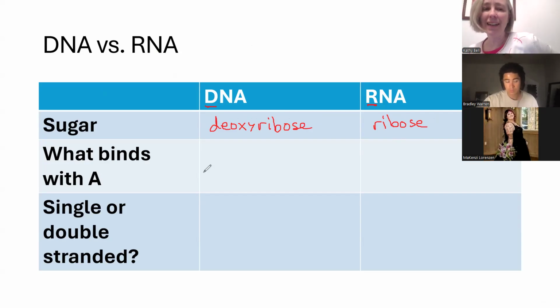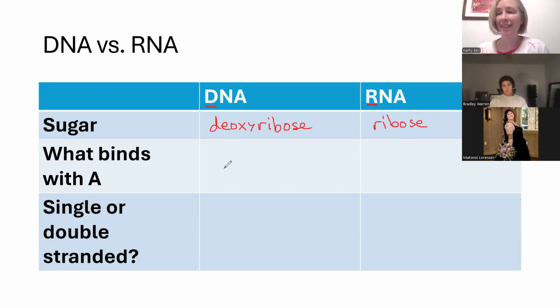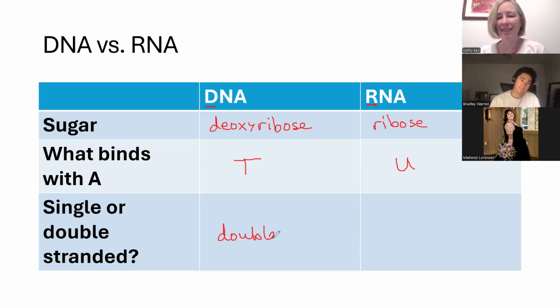Okay, and then in DNA, what's going to bind or match up with the A? What letter is going to match up with A? T. And what about in RNA? What do we have instead of T's? U. Yeah, we're going to use U instead. And is DNA single or double-stranded? Double. Yeah, that'll be double-stranded. And then RNA is going to be single-stranded. Okay, good. So I know the difference between DNA and RNA.